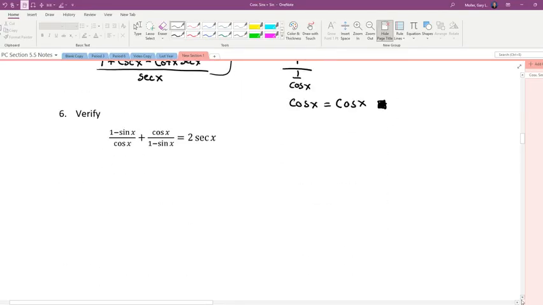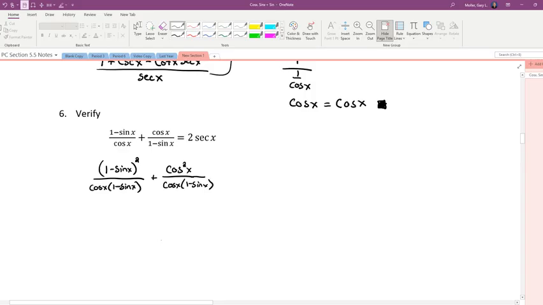Verify. I think this one's pretty straightforward. I need a common denominator, so I'm just going to do that part in my head. So this is going to be a 1 minus sine x, the quantity squared, over cosine of x times 1 minus sine of x. So I just multiplied that guy by 1 minus sine over 1 minus sine. This guy gets a cosine, so he's going to get cosine squared x over a cosine x 1 minus sine of x. So I just got a common denominator.